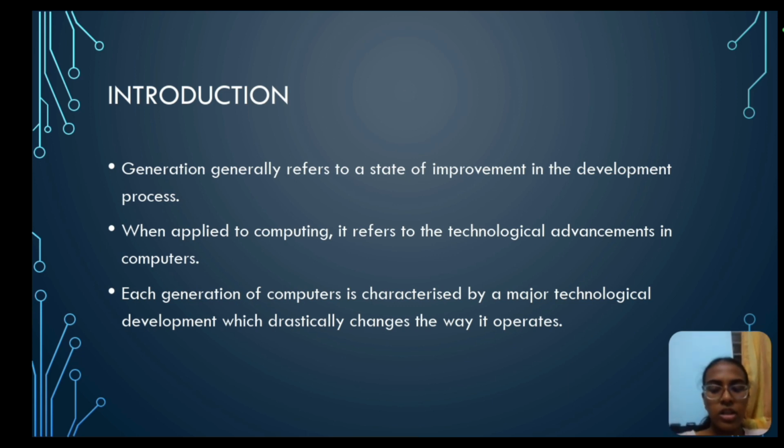Generally, generation refers to a state of improvement in the development process. From the past century, computers have gone through many stages of development and advancements that have led to computers being the way they are today. Each generation of computers is characterized by a major technological development which drastically changed the way it operates. I shall discuss the characteristics of computers from each generation in this video.